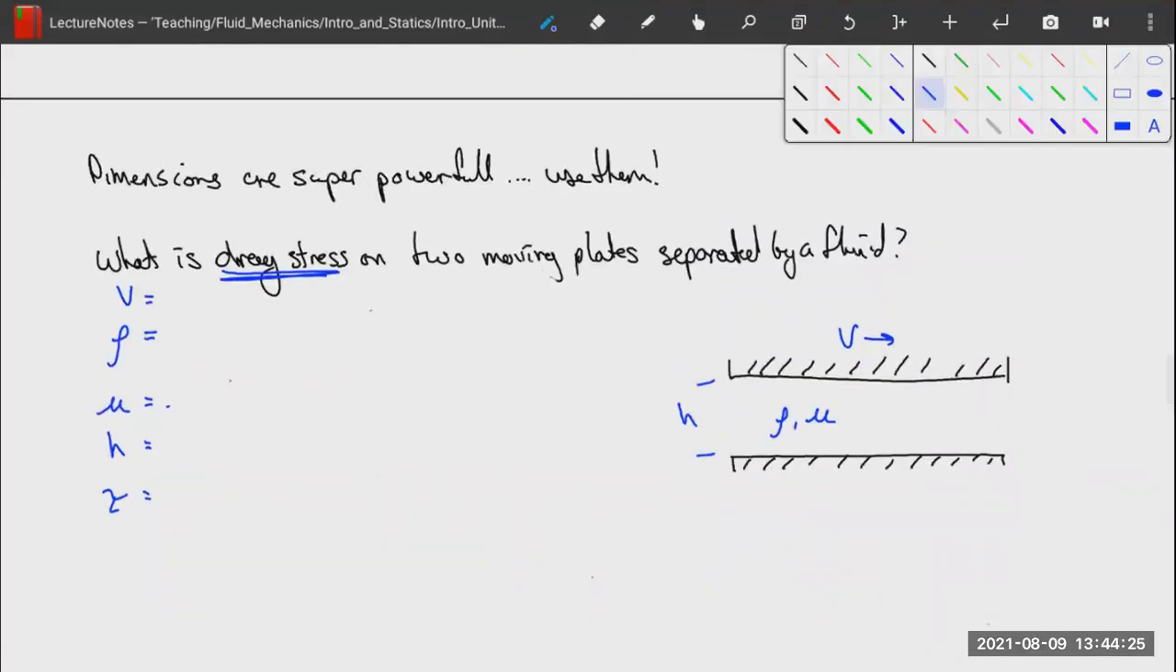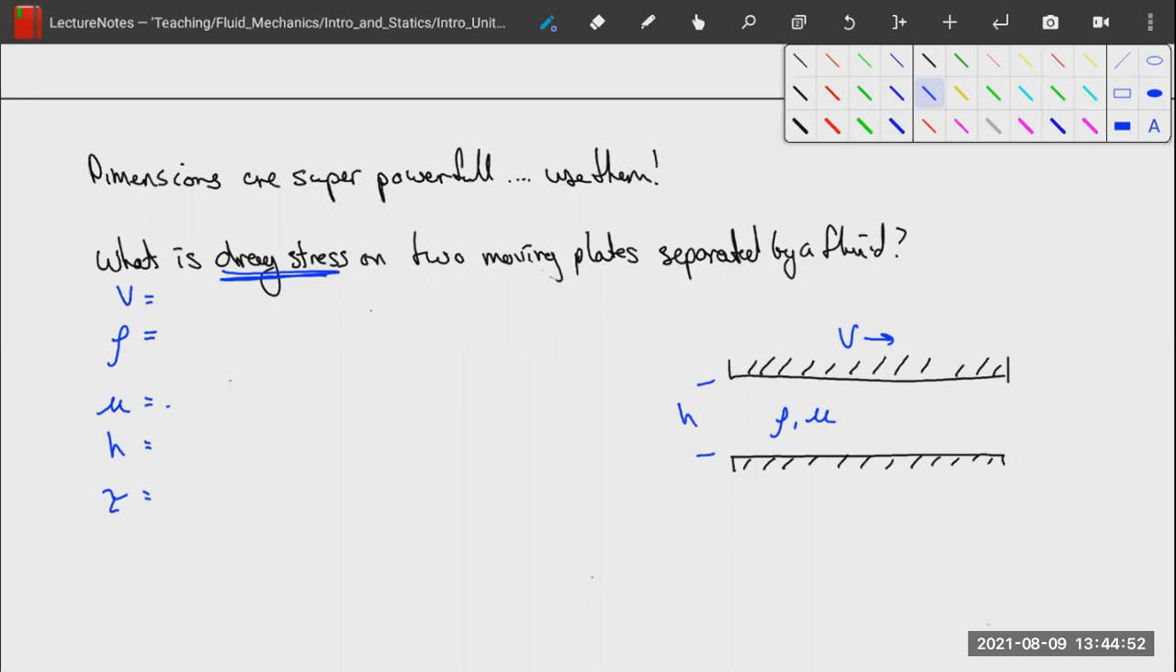Now we're going to start talking about units and why they are so darn useful, right? And in the process, we're going to talk about shear stress, which is a tremendously important concept in fluid mechanics. So let's say we have a problem where we're trying to figure out what the drag stress is on two plates that are moving when separated by a fluid.